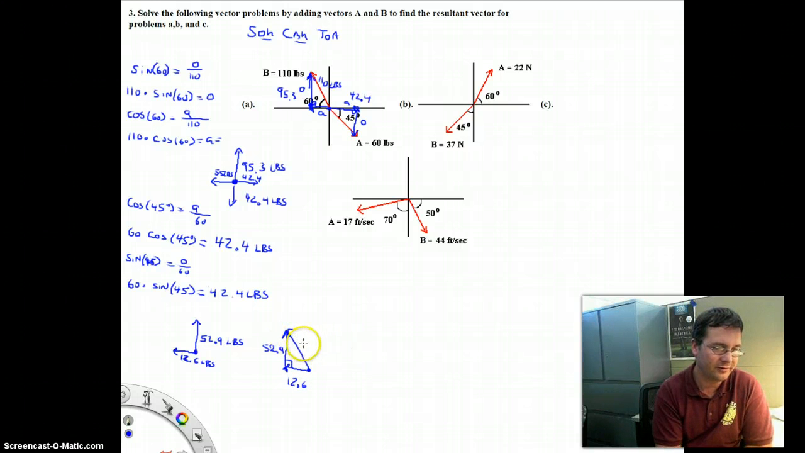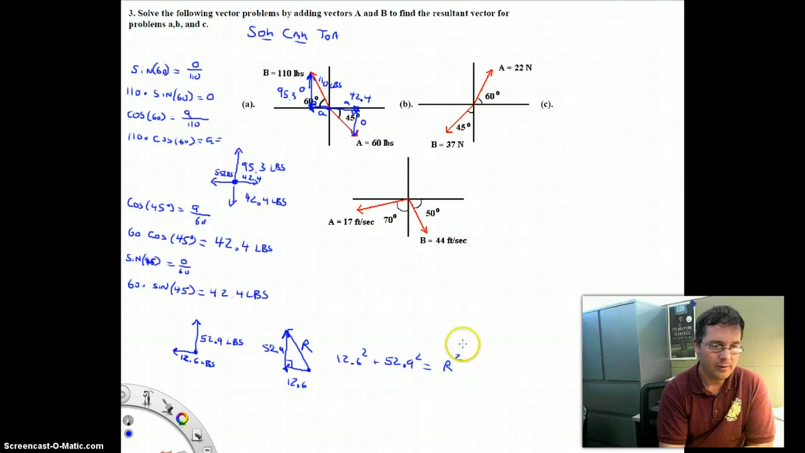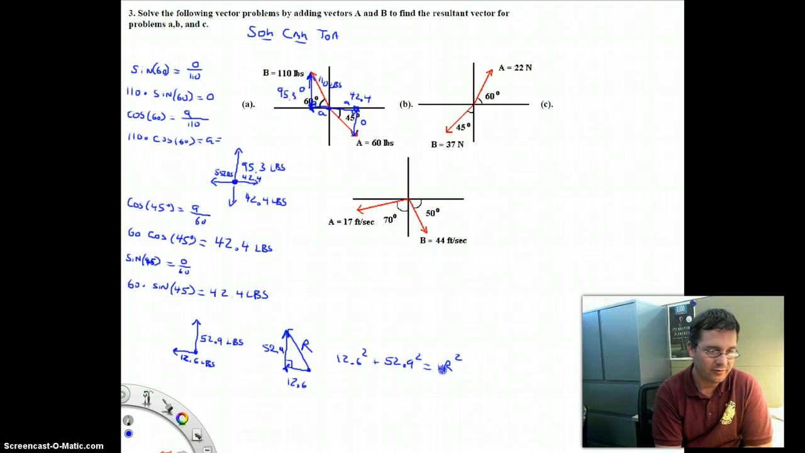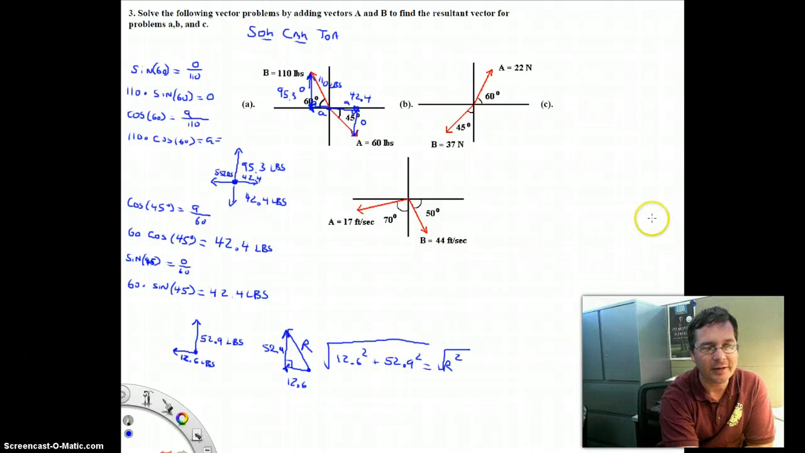So let's call this vector, I don't know, r for resultant. So what does r equal? Well, first let's use Pythagorean theorem. 12.6 squared plus 52.9 squared equals r squared. Well, how do you undo the square? You just take the square root of both sides. Now remember, you cannot take the square root of parts of sums. So what we have to do is we have to turn the crank on all of this stuff inside the root symbol first. So let's work on that.